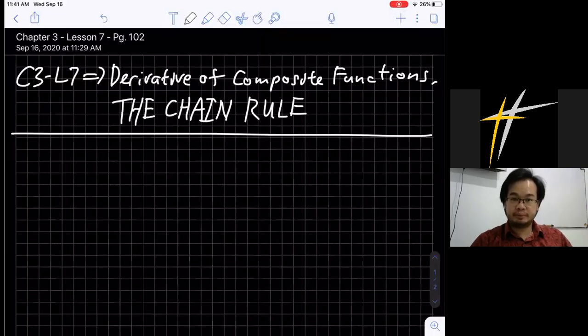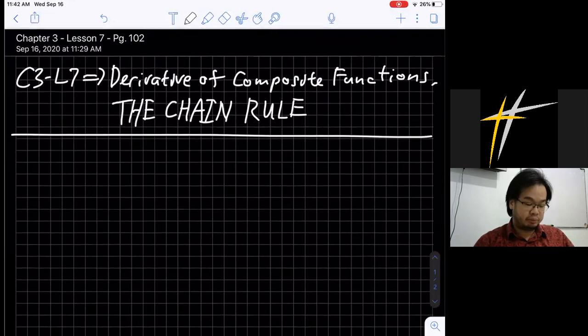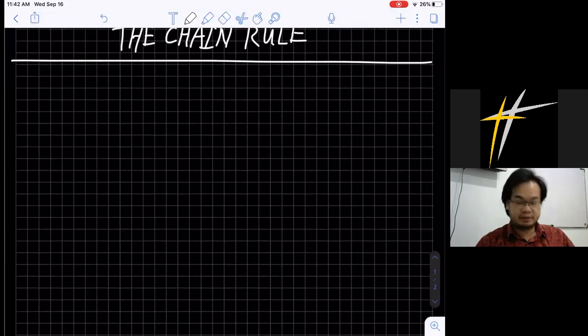Good morning, everyone. So today I'm gonna teach you about chapter 3, lesson 7, derivative of composite functions, the chain rule. We're gonna continue from the previous class, and this chapter is still about derivatives. Before I get into the chapter, let me first review the composite function.